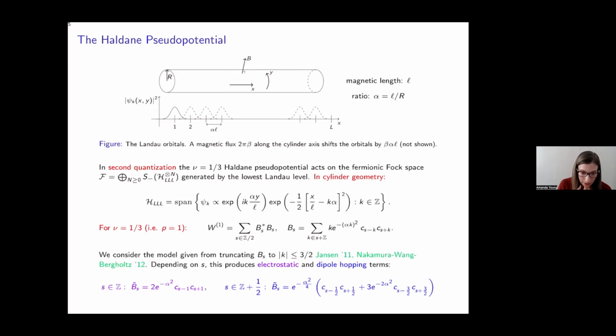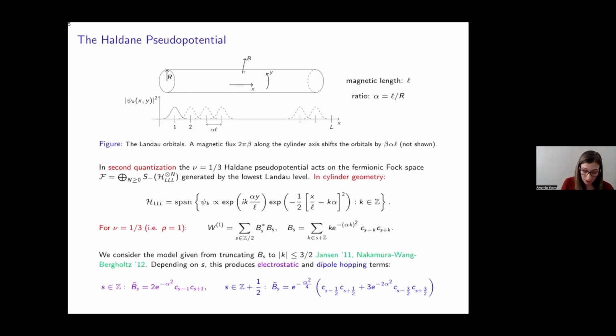Sure. Okay. So first, let me just say, because these are kind of spread over two different slides, I apologize for that. So in both, I was interested in working in the second quantized version of the P=1 Haldane pseudopotential. So the Fock space that I'm interested in is the fermionic Fock space generated by this lowest Landau level, which here is particularly catered to the cylindrical geometry.